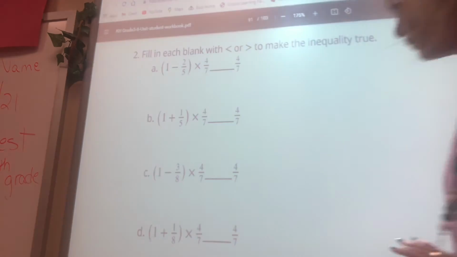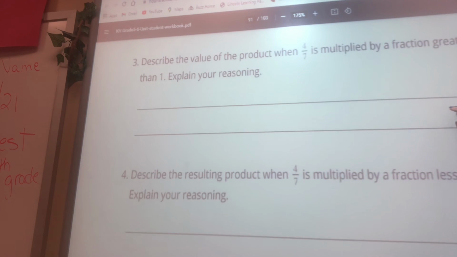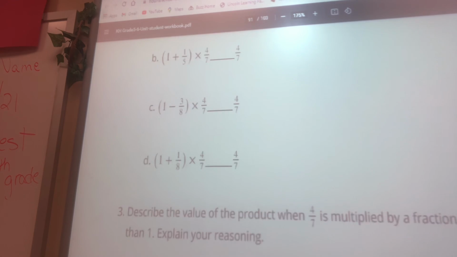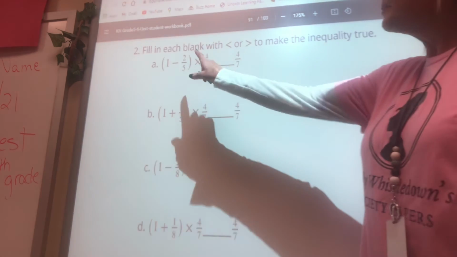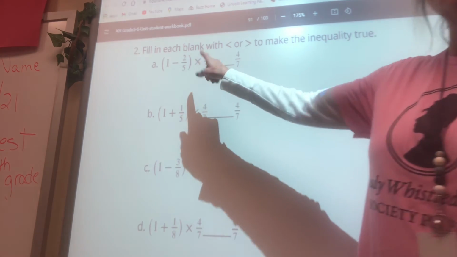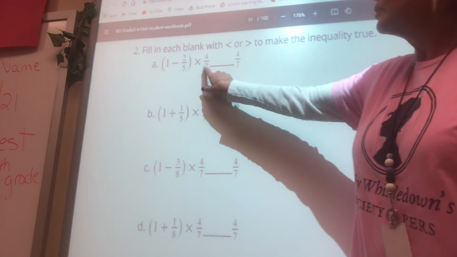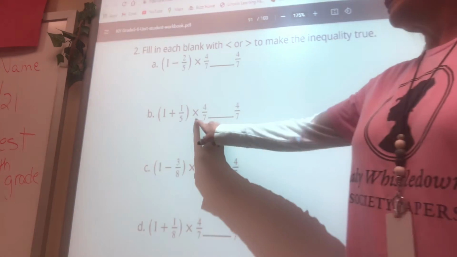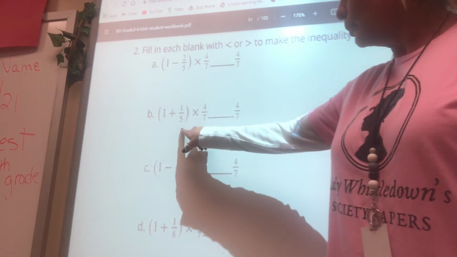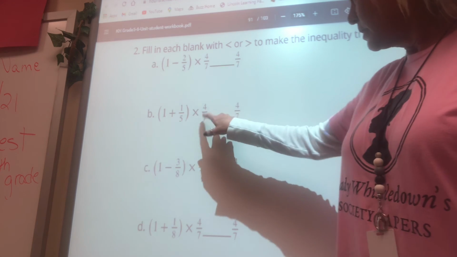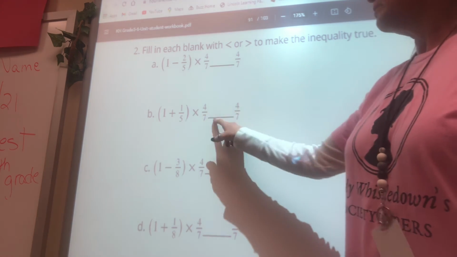And that was short. It's not. Oh, we're not done yet. Describe why. Well, we've been describing why this whole time. Because if I'm multiplying by a number less than 1, this is going to be less than what you started with. If you're multiplying times a number greater than 1, then this is going to be more than what you started with.